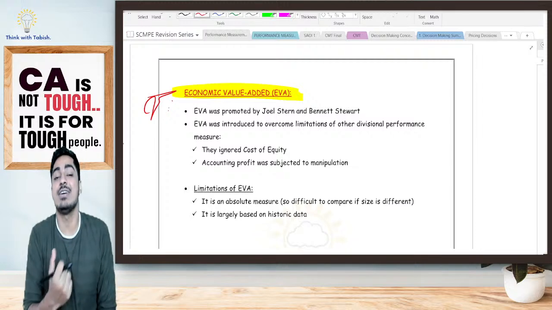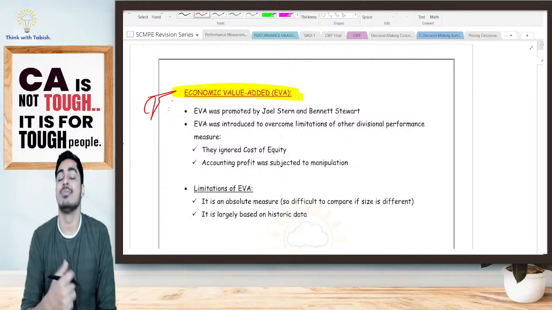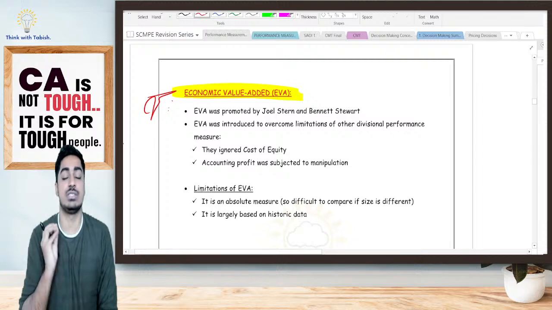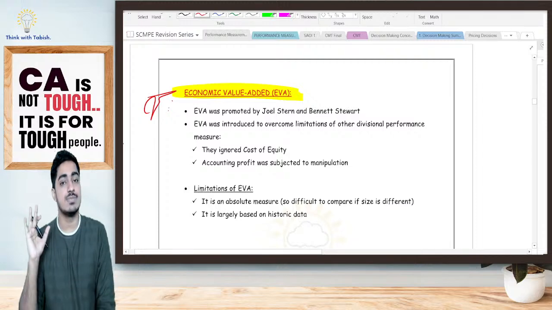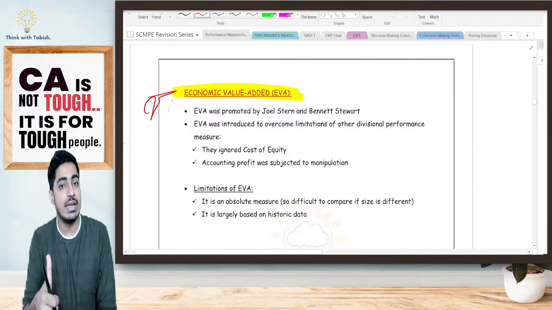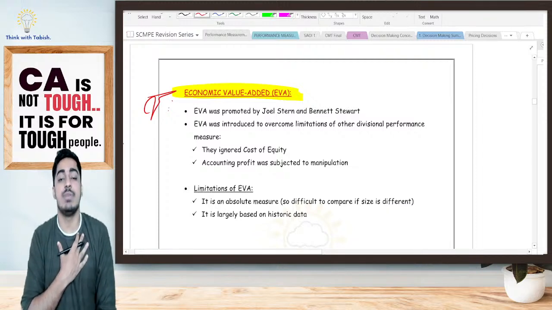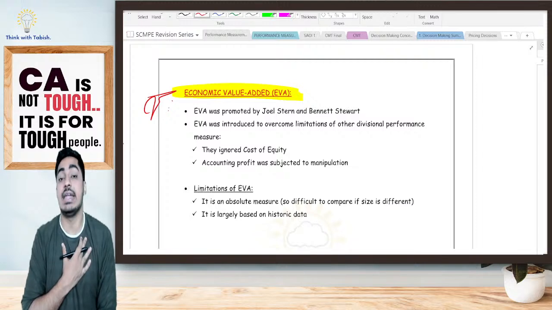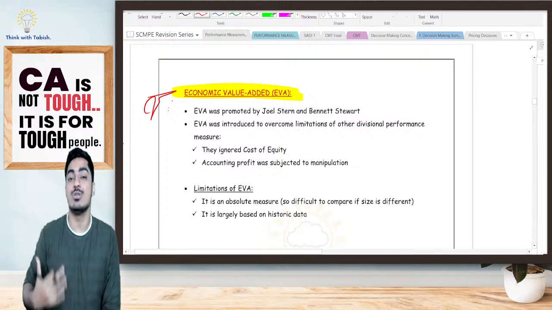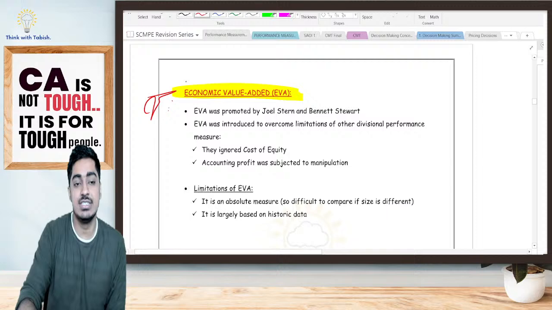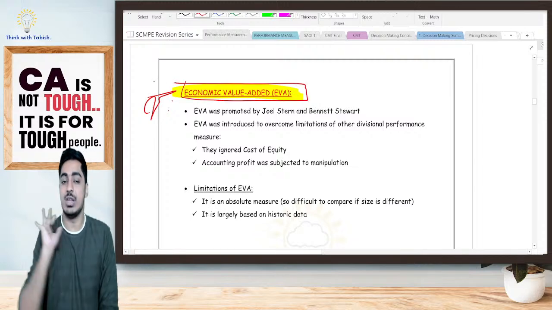So many students have a fear of economic value added. Believe me, it is one of the simplest and most logical concepts. The only thing is to have an open mind and the willingness to understand. I promise you that I will make this topic one of the simplest and easiest. You will have fun solving the questions. Just give me the next 20 to 25 minutes.